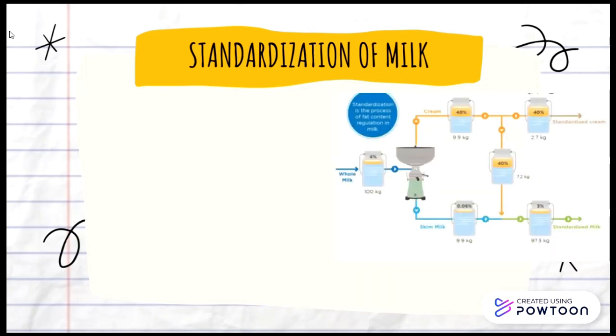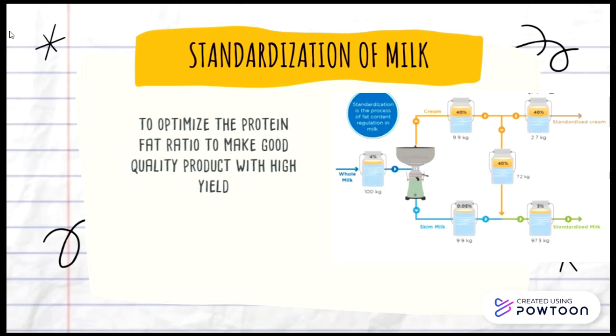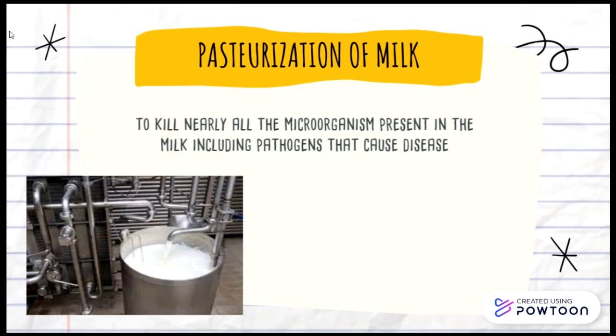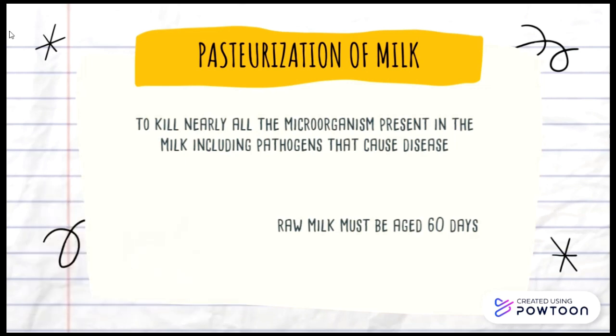In cheese production, milk is often standardized before cheese making to optimize the protein to fat ratio to make a good quality cheese with a high yield and to remove the small extraneous particles. In the pasteurization process, the milk is heated, which kills nearly all the microorganisms present in the milk, including the pathogenic bacteria that cause disease. Raw milk cheese must be aged for at least 60 days to reduce the possibility of exposure to disease caused by the pathogen that may be present in the milk.